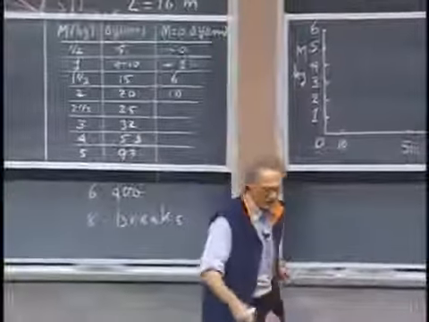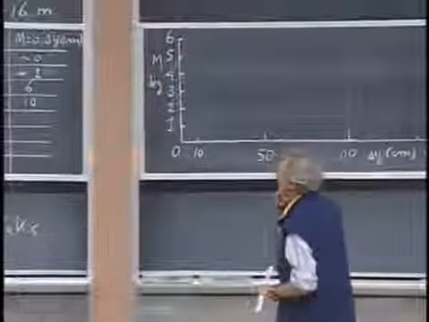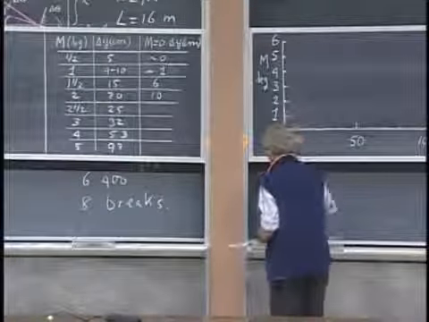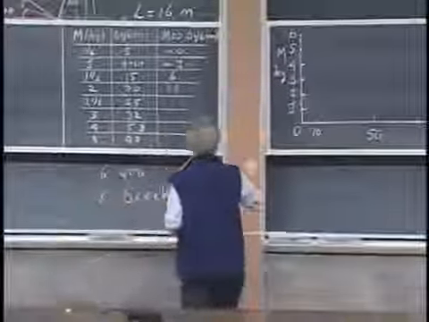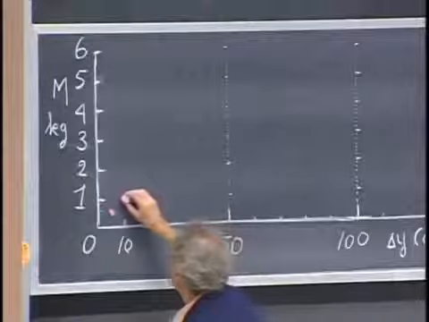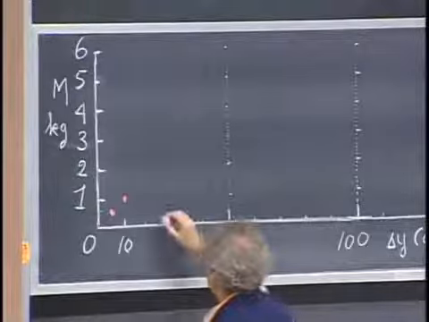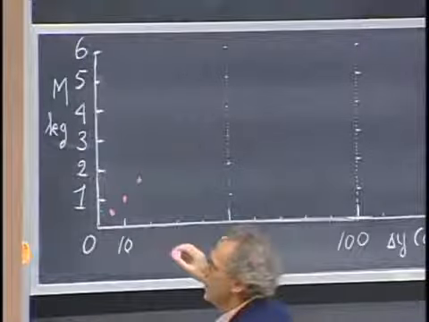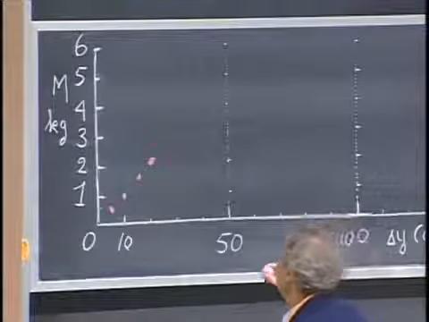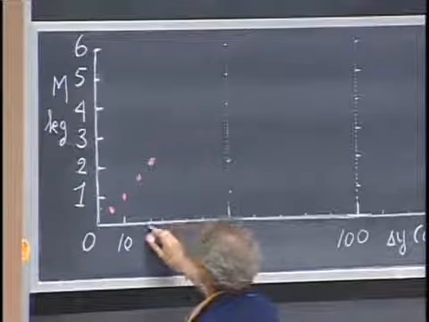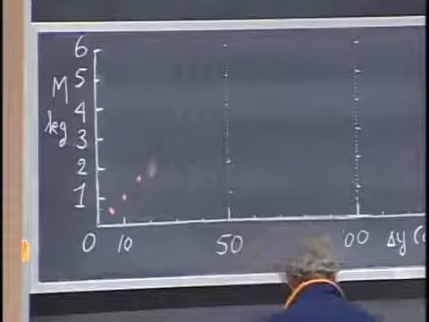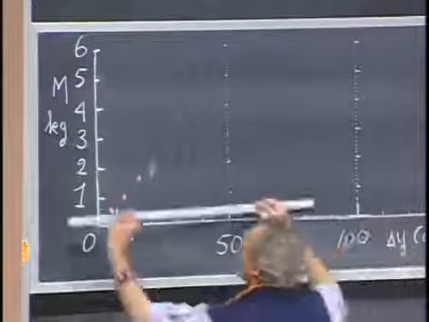Okay, let's put these numbers in here. So we have 1.5, half a kilogram, we have 5 centimeters. Let me do this in color. So that gives me a point here. And then at 1, we have about 10. And at 1.5, we have about 15. And at 2, we have about 20. And at 2.5, we have 25. Oh, I was a little bit too high here, perhaps. I want to do it a little bit more carefully, because this is really terrific data.